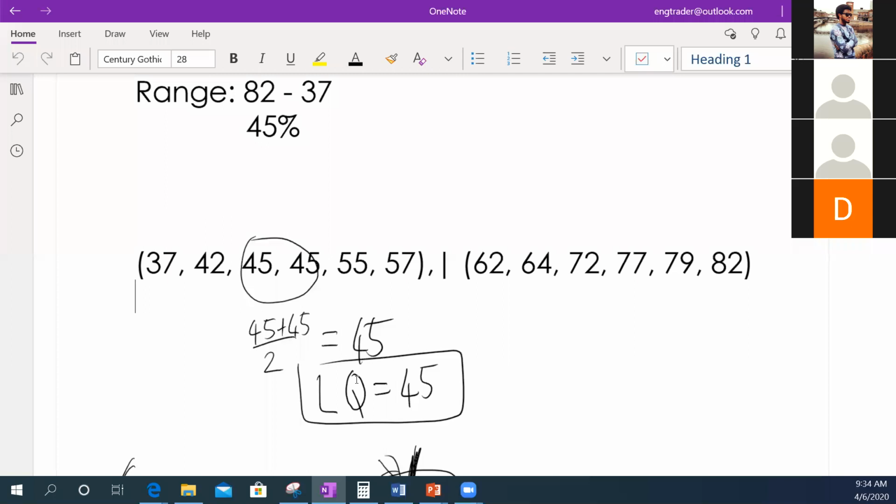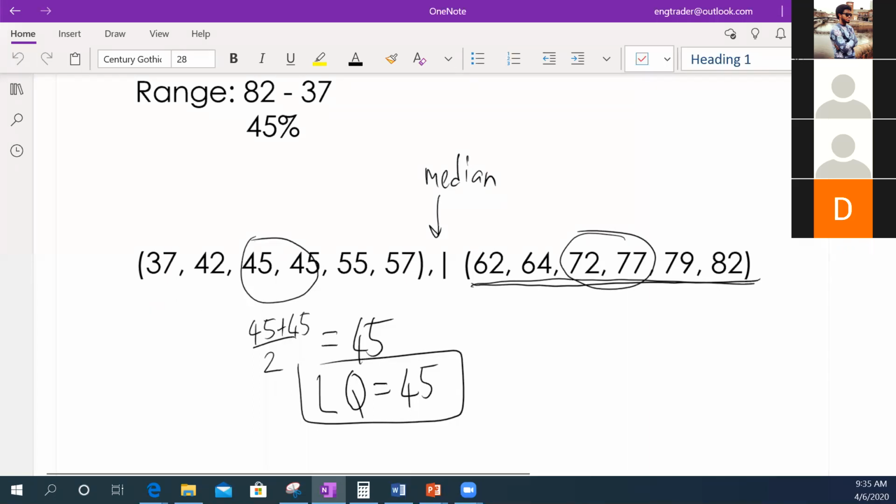Okay. Now the next thing we need to calculate is the upper quartile. We're in the same situation: when we separate this, remember, between here represents the median. When we separate this, we have an even number of values again. So we're looking at the two center numbers, which would be 72 and 77. So now we can add both of them together.